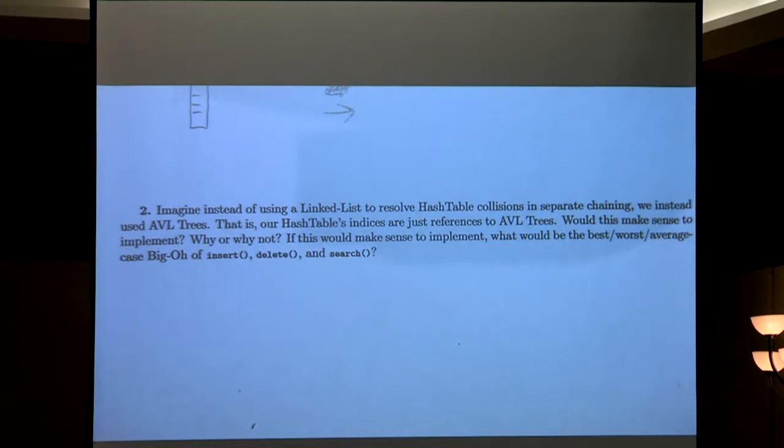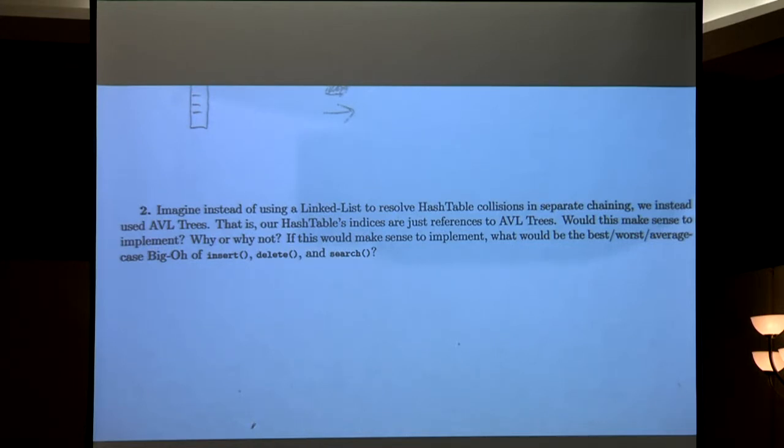Isn't AVL tree like a self-balancing tree? So if you're inserting, you could just go down one route and just insert it over there. So wouldn't it be already locked in? I can't remember if AVL tree is n log n or log n. Does anyone know for sure off the top of their head? Log n? Okay, yeah, so it's log n in the worst case. It would just devolve into one AVL tree.